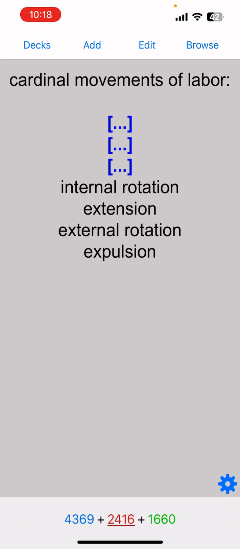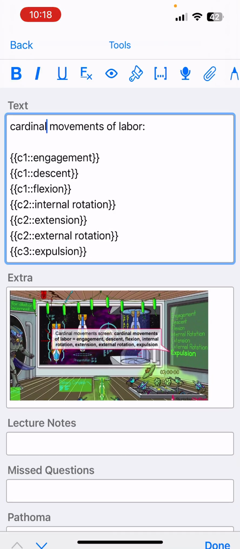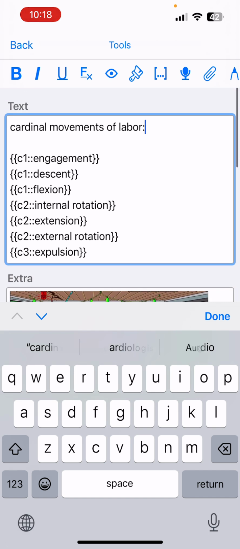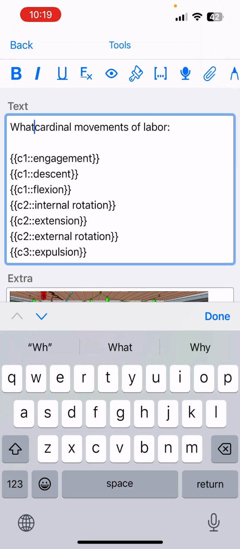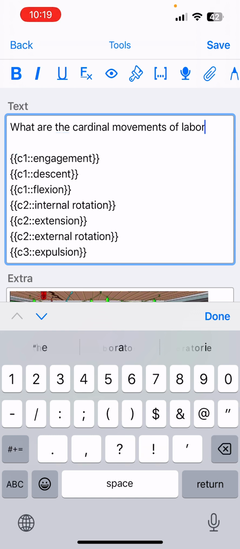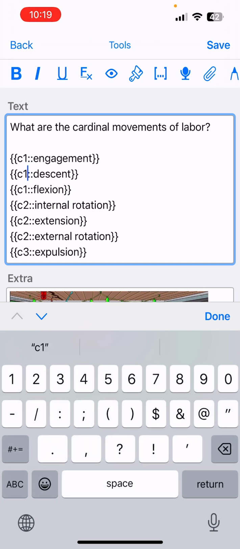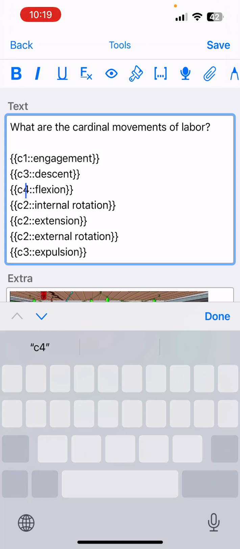Cardinal movements of labor: engagement, descent, flexion, internal rotation, extension, external rotation, expulsion. This is a good card, just that you're putting everything on one thing. What are the cardinal movements of labor? Personally, I find that when I split it up, I'm able to remember each individually more than everything. And I'll be reading it from the top anyways.